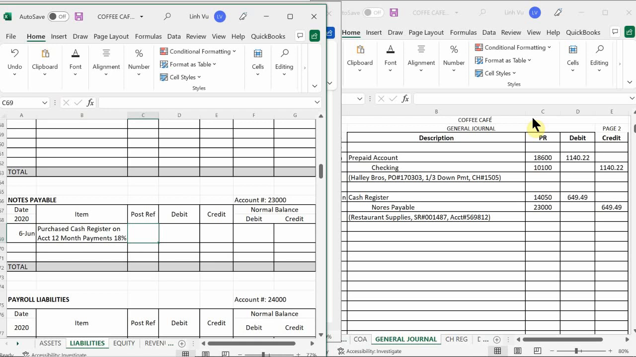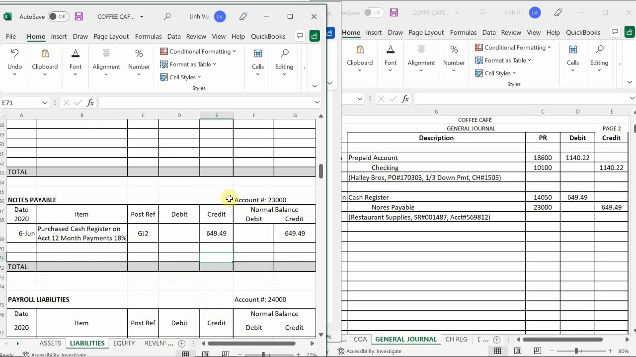Okay? All right, post reference, general journal page 2. And since it's a liability, I owe $649 on the credit side. Okay? I will show you how to do the running balance on the liabilities once we get a second transaction in here. Okay, so this is the first one, right? It's going to just be equal to whatever the amount is listed as. Okay.